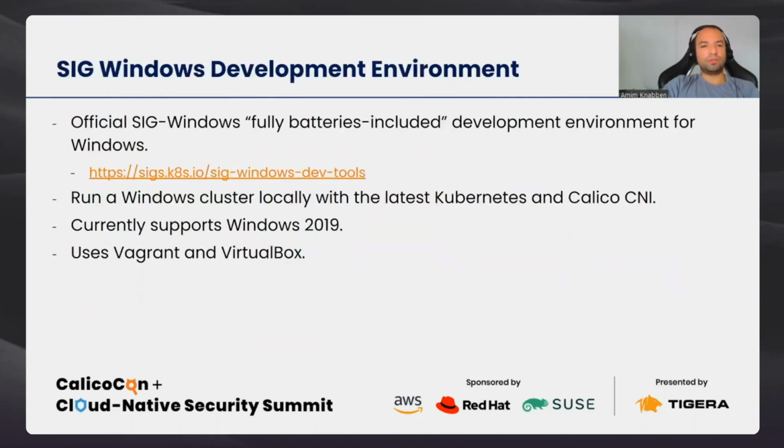One way to use the Calico CNI is testing with the SIG Windows development environment. This is the official SIG Windows fully batteries-included development environment for Windows. You can run a Windows cluster locally with the latest Kubernetes and Calico CNI. Currently, we only support Windows 2019. We use Vagrant and VirtualBox on your own machine to bring up a Linux and a Windows node and a complete Calico running environment for tests.